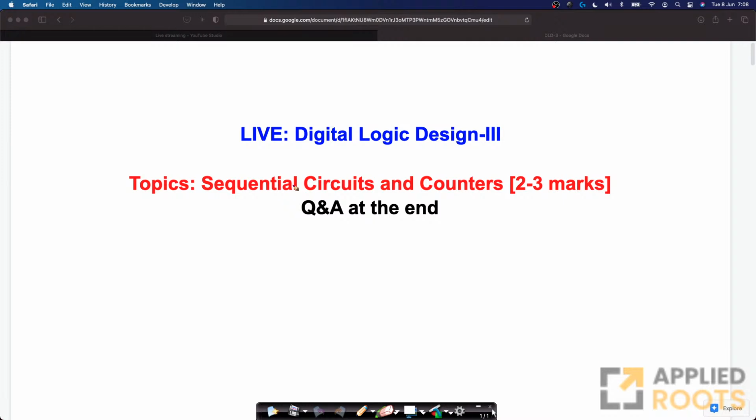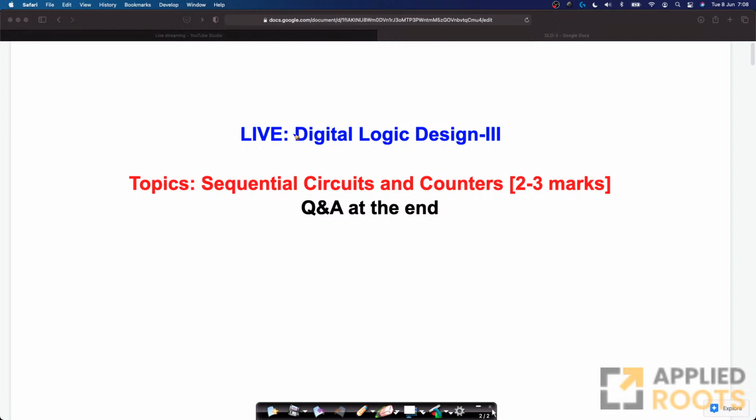So let's go into the live session itself. At the end, we'll anyway have a general Q&A. I promise you that. So this is the last live session about digital logic design. If you go to the chat window, there is a pinned comment at the top, which gives you the whole schedule. There is a post by Gate Applied course, which is a Google Doc, which tells you the schedule.